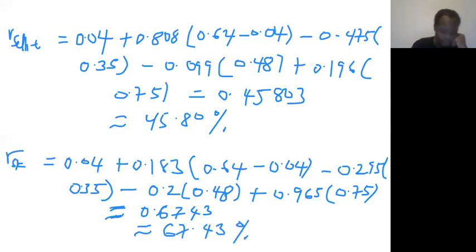The cost of capital for the third firm is 67.43%. I hope this is quite easier. Anytime you are given a question on the factor model, this is how you are supposed to do it. First of all, write the framework or the model. Once you write the model, you look for the factor betas and their respective returns, and then you input them into the equation and you have the returns.